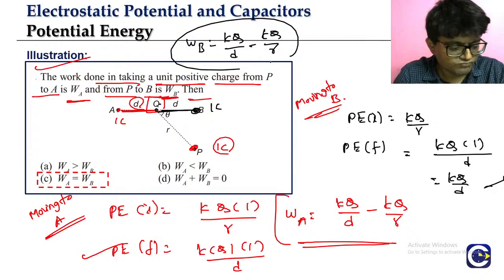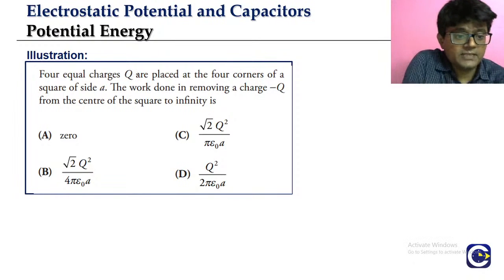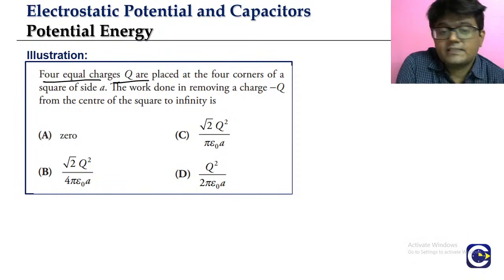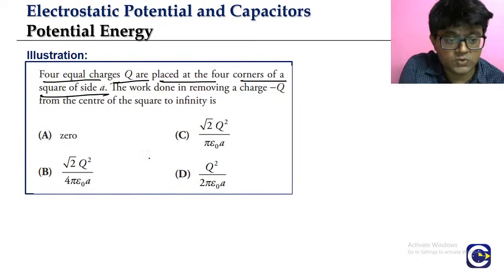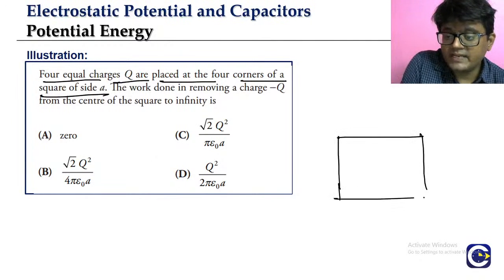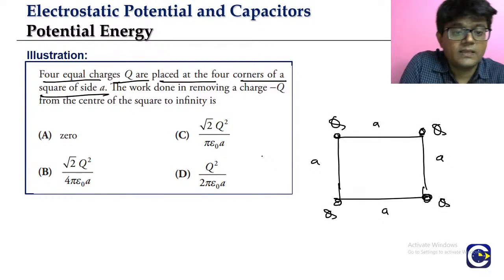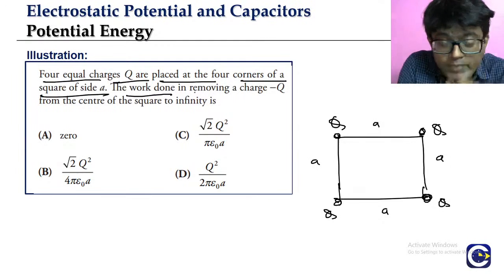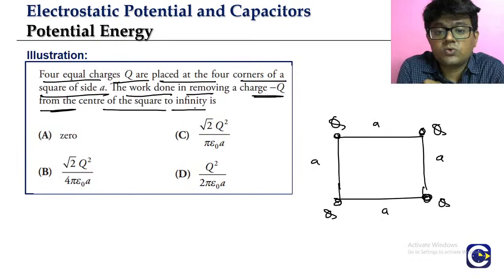Okay. Another question, see. 4 equal charges, capital Q, are placed at the 4 corners of a square. So there is a square of side length A. At each of the 4 corners we are keeping a charge Q. The work to be done in removing a minus Q from the center of the square to infinity.